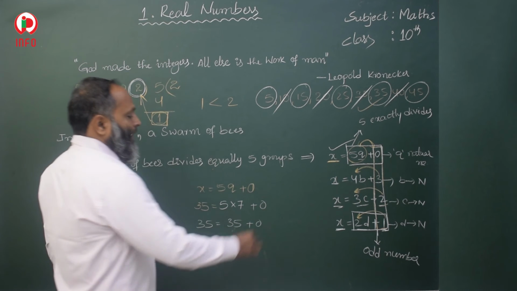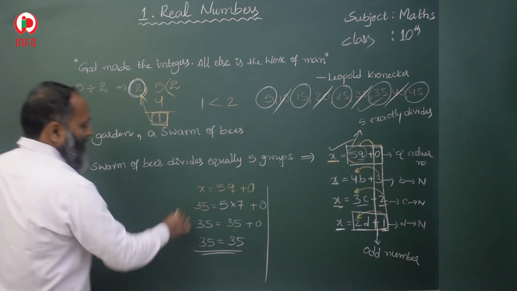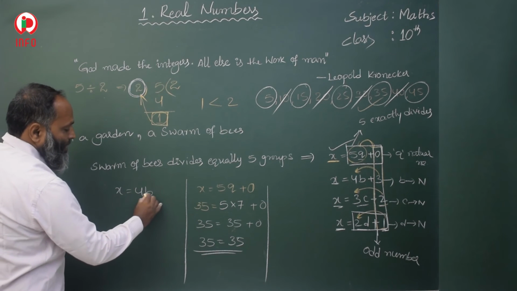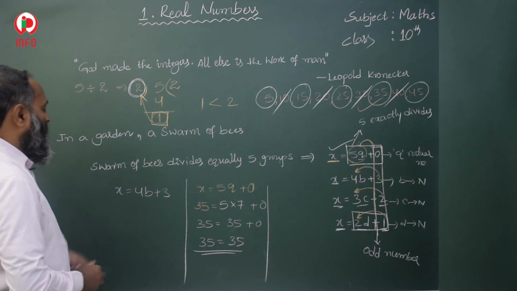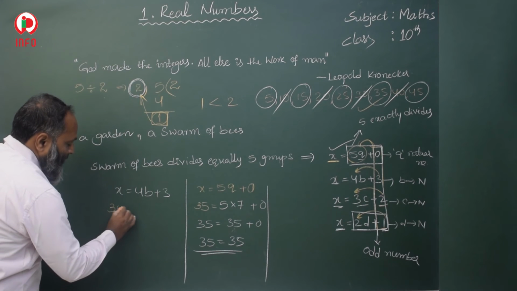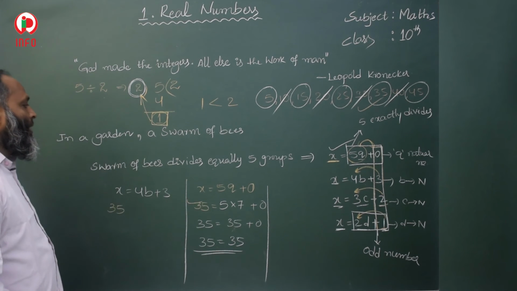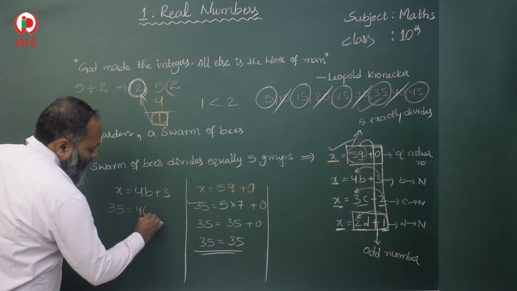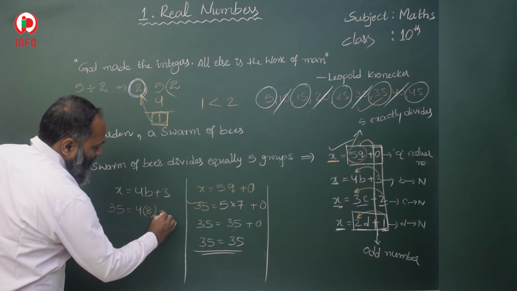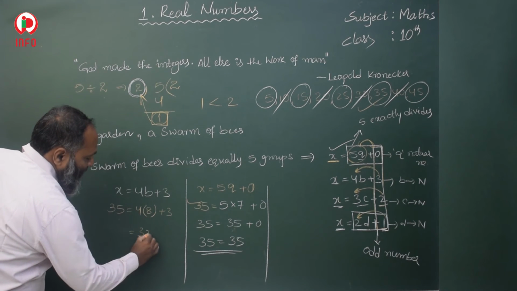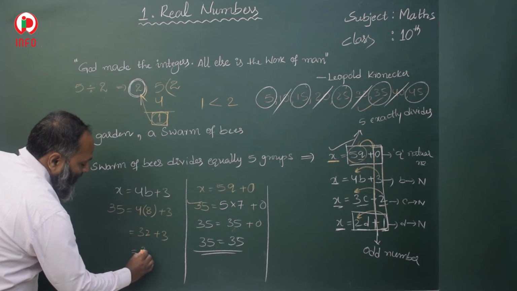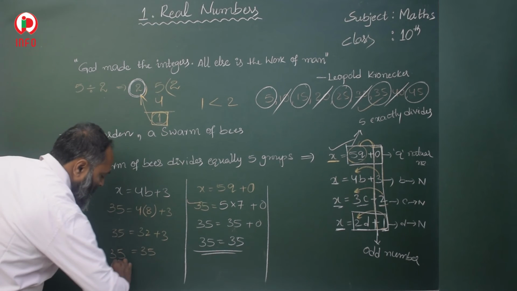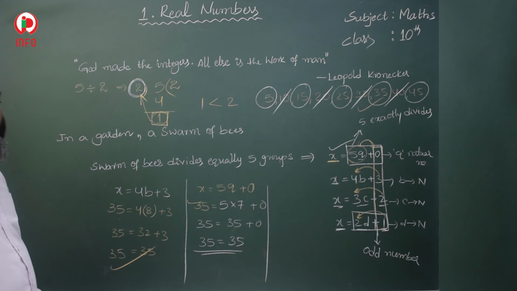Now, what is the second statement? The second statement is x is equal to 4b plus 3. What is our x? x is 35. So we take 35 again. 4 8s are 32 plus 3. 32 plus 3 is 35. 35 is equal to 35. The second statement satisfies.